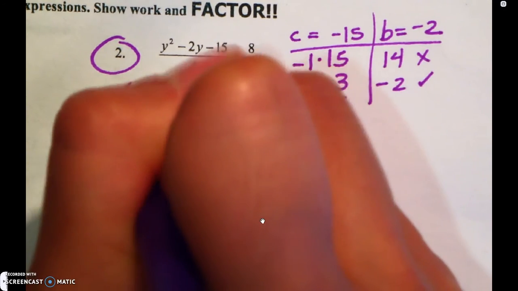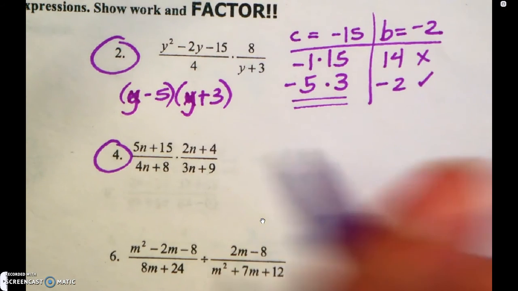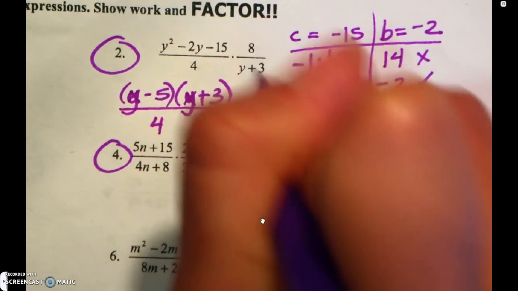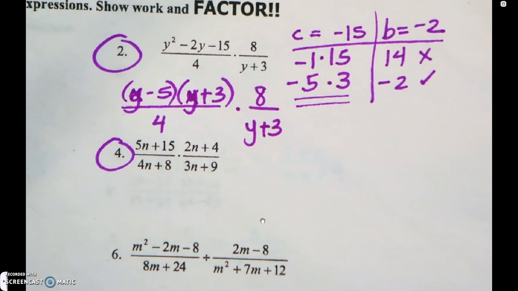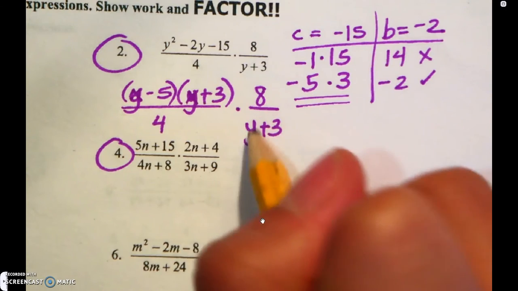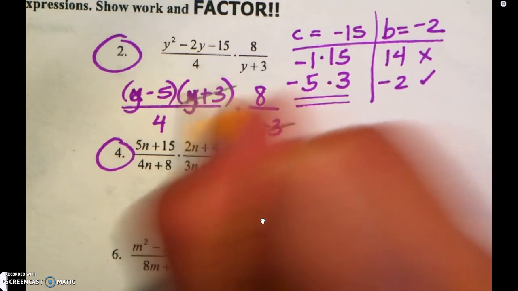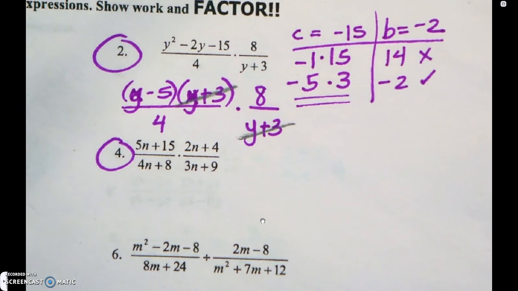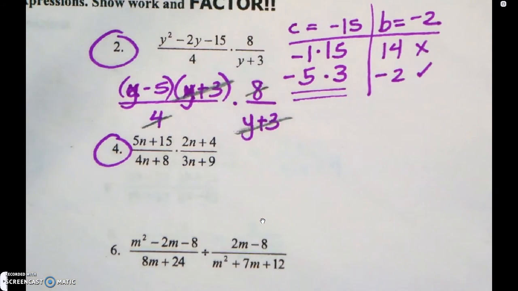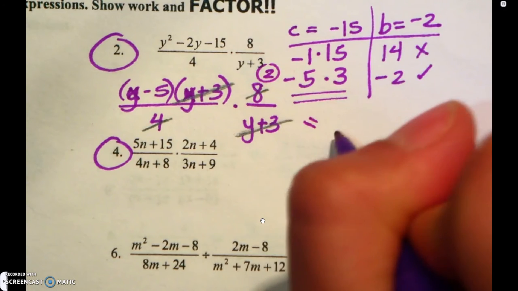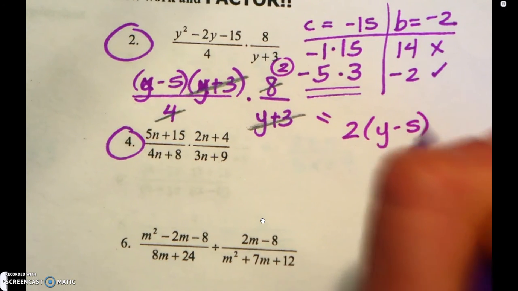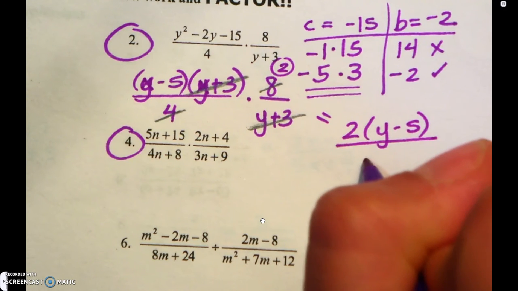I guess it should be a y. Okay, over 4 times 8 over y plus 3. And if you notice, that's exactly what we want because now I can cancel out the y plus 3 from the top and from the bottom. And if you notice, you can also reduce 4 and 8. 4 goes into 8 2 times. So your final answer is 2 times y minus 5 all over 1.